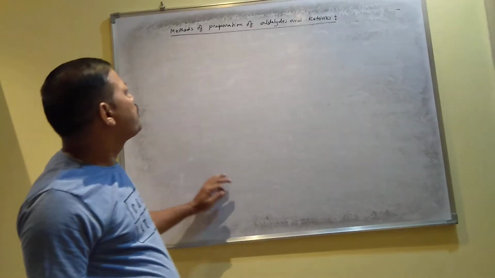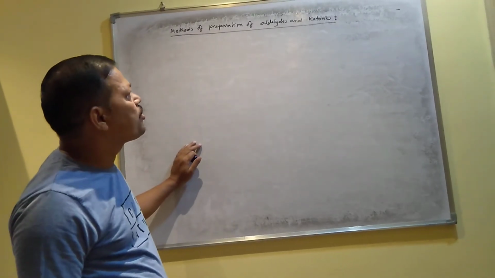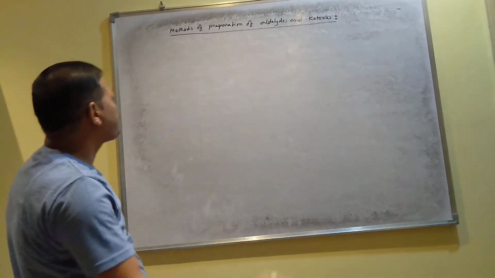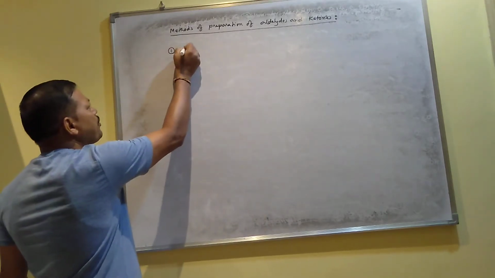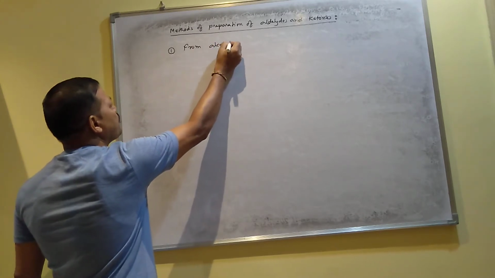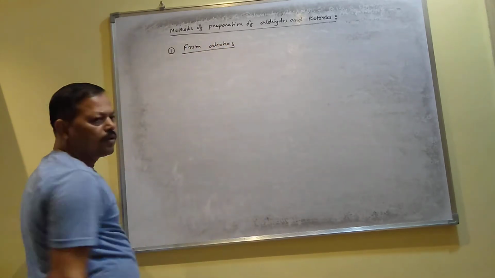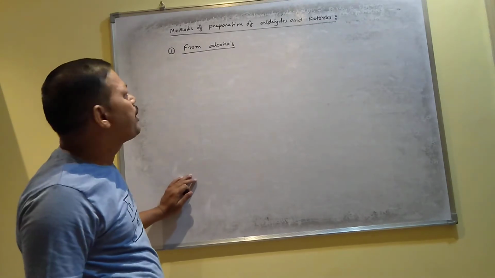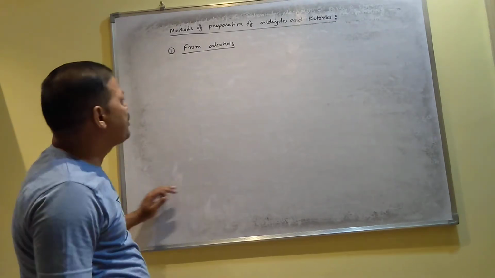Good morning students. Today we will do the methods of preparation of aldehydes and ketones. The number one method: you can prepare aldehydes and ketones from alcohols. By oxidation of alcohol, you can prepare aldehydes and ketones.